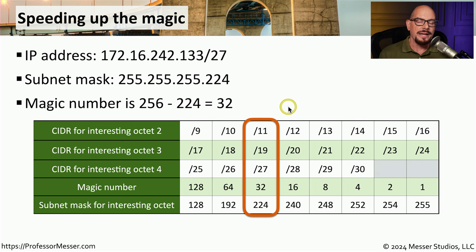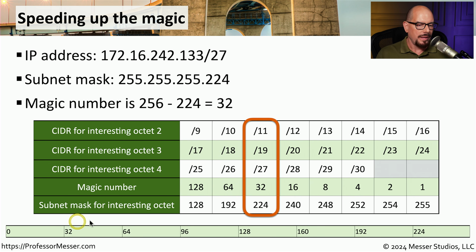The process for calculating the magic number is exactly the same as it was before. We take 256 and subtract that subnet mask in the interesting octet, which in this case is 224, which means our magic number is 32. There are 32 available addresses on each subnet of this particular IP address and subnet mask combination. Here's our chart, which is written out with 32 numbers in each of those sections. And if we look at our IP address that has a 133, we can move forward to where the 133 would be, and it is in the block that starts with a 128.